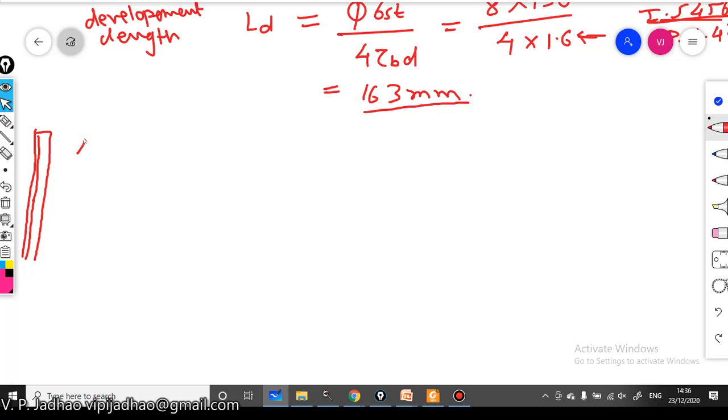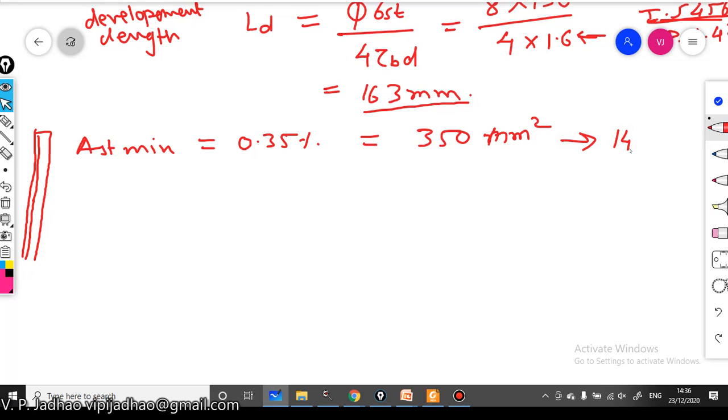And AST minimum will again be required to be provided. AST minimum will be equal to 0.35%. We already calculated this value as 350 mm square, and the spacing required for this will be 140 mm center to center. Just put the value for 8 mm phi bar and you will get the spacing required.